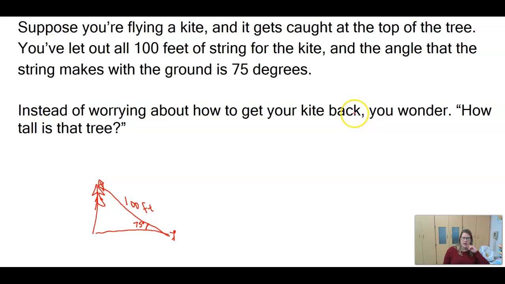Instead of worrying about how to get your kite back, you wonder, how tall is that tree? So you're wondering the height of this tree. Here's our right triangle. With the 75 degrees, that makes this the opposite side, and this is the hypotenuse, so we're going to use sine to set this up. Sine of 75 will equal the opposite side, which is x, over our hypotenuse, which is 100. We simply need to multiply both sides by 100 to get x. So 100 times sine 75.